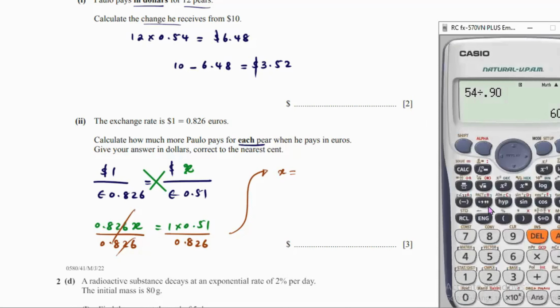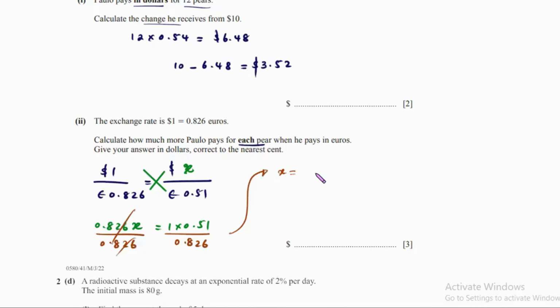So then this is going to be 0.51 divided by 0.826. When I do that, I end up getting 0.6174. So this is going to be in dollars. So I'll just write it as 0.617. I'll just write like that for now. And this is going to be in dollars.